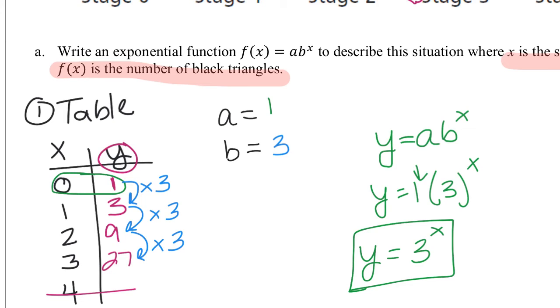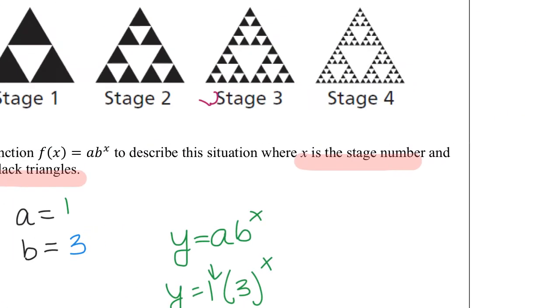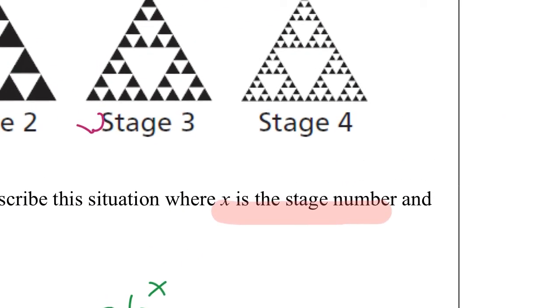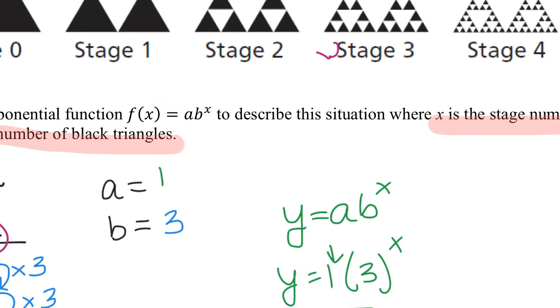So I could use stage 32 here for x and do 3 to the 32nd, and that'll tell me how many black triangles is in that stage of the pattern. That's why this is useful, because trying to continue this pattern here is not easy to do drawing it out, especially as the triangles get smaller and smaller.